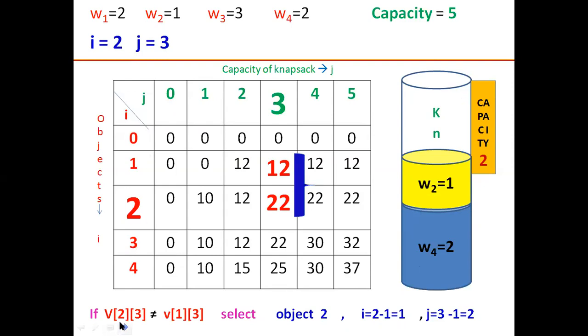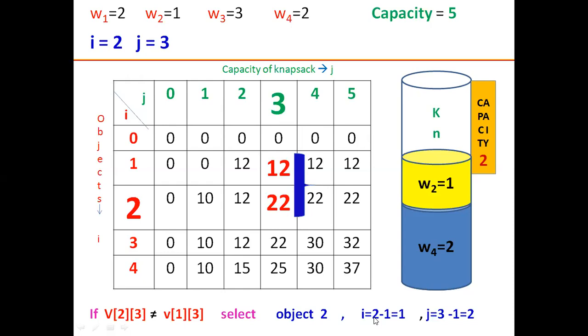Again apply the same condition: V of i, j not equal to V of i minus 1, j. V of i, j is V of 2, 3. Is it not equal to V of 1, 3? V of 2, 3 is 22. V of 1, 3 is 12. They are not equal. So we need to select the object i. The value of i is 2. So object 2 is selected.